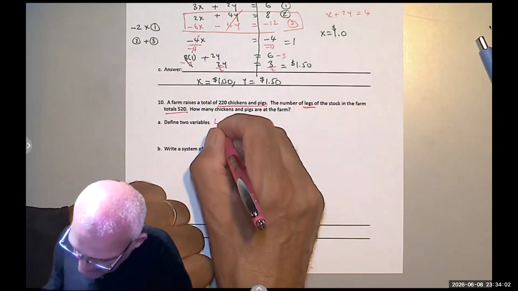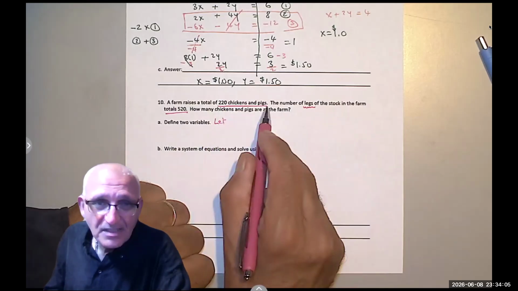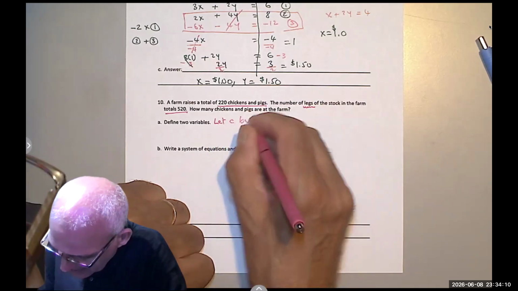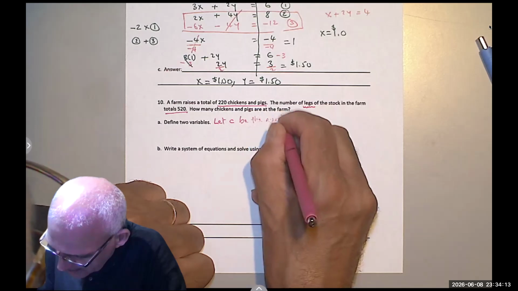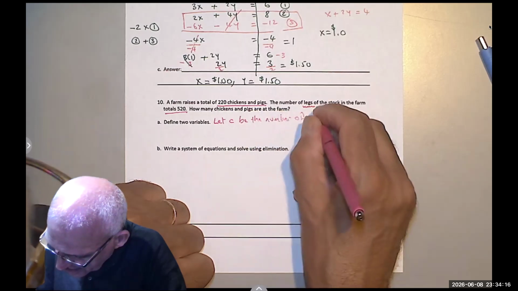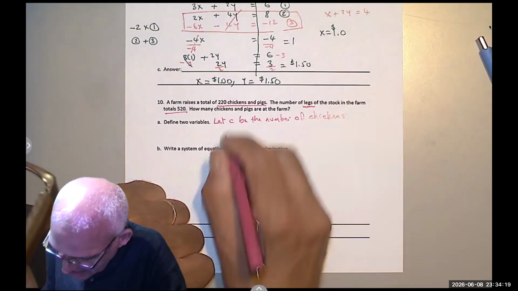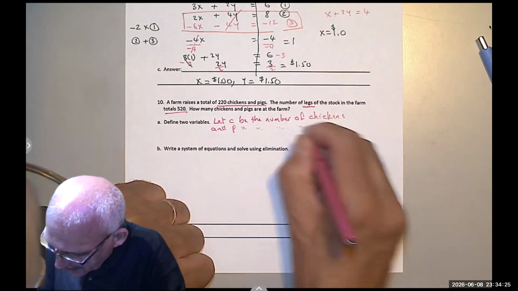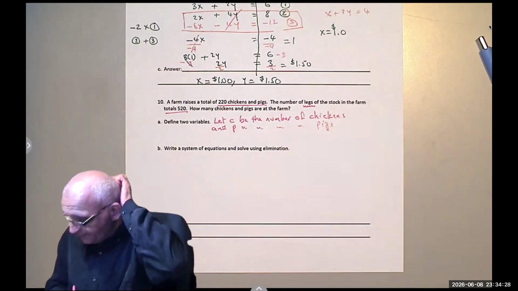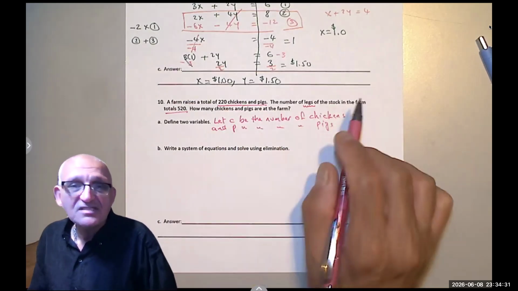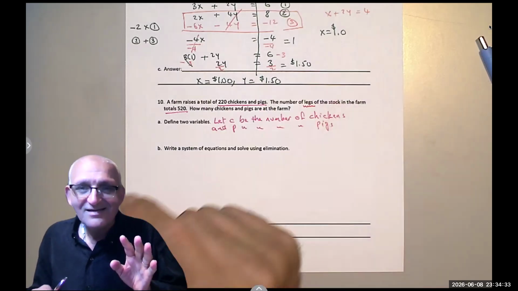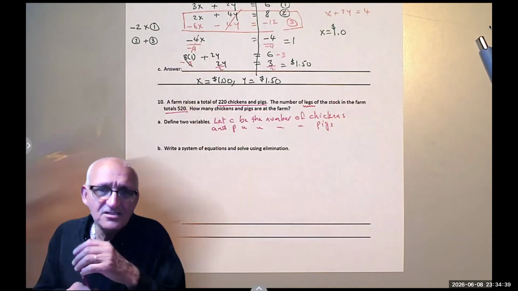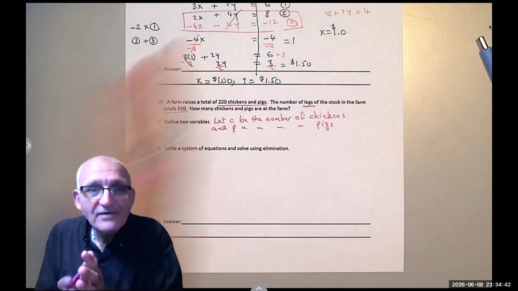I say let, well, I can use C and P for chickens and pigs. Let C be the number of chickens in the farm, or just the chickens, and P be the number of pigs. That's how you define them. Don't say let C be chickens and P be pigs. I hate that. Okay? In math, you have to be very specific. In science in general, math, science, engineering, you have to be very specific.